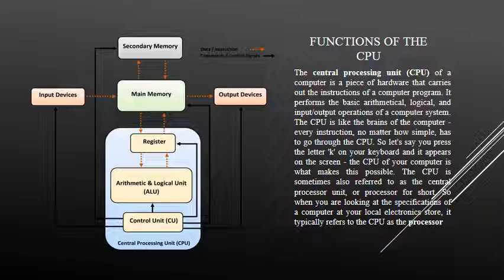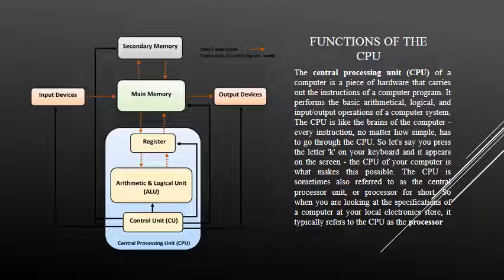Functions of the CPU. The central processing unit of a computer is a piece of hardware that carries out the instructions of a computer program. It performs the basic arithmetical, logical, and input-output operations of a computer system. The CPU is like the brains of the computer. Every instruction, no matter how simple, has to go through the CPU.